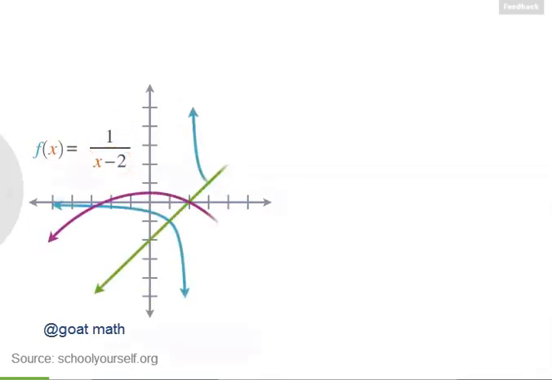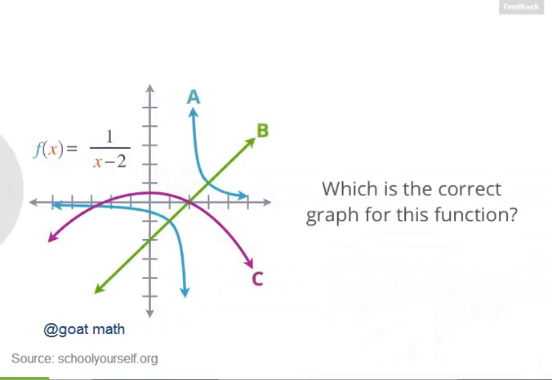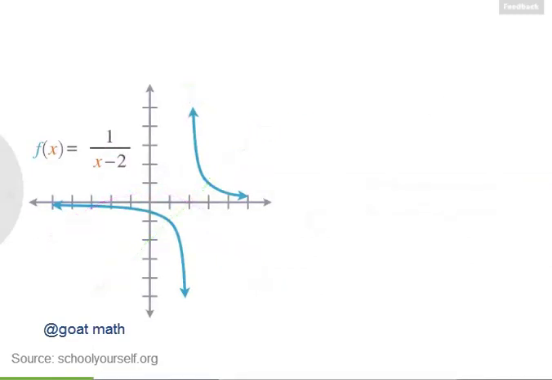Which of these is the correct graph for this function? Right, this blue curve is the correct graph. Just like 1 over (x minus 2) squared, this function, 1 over x minus 2, has a vertical asymptote at x equals 2, meaning the function gets arbitrarily close to this line.